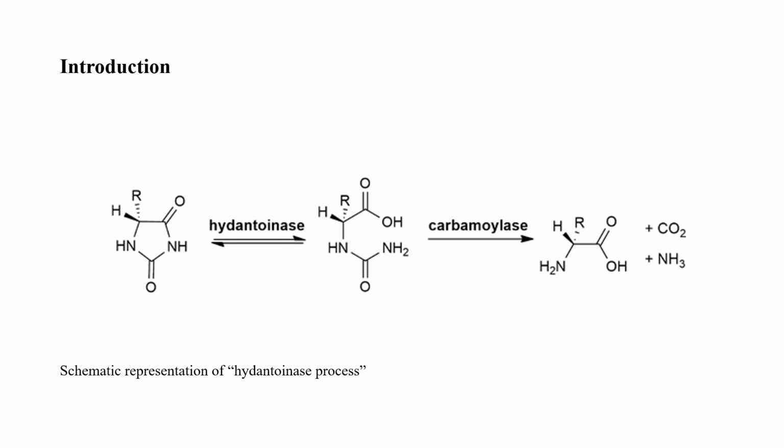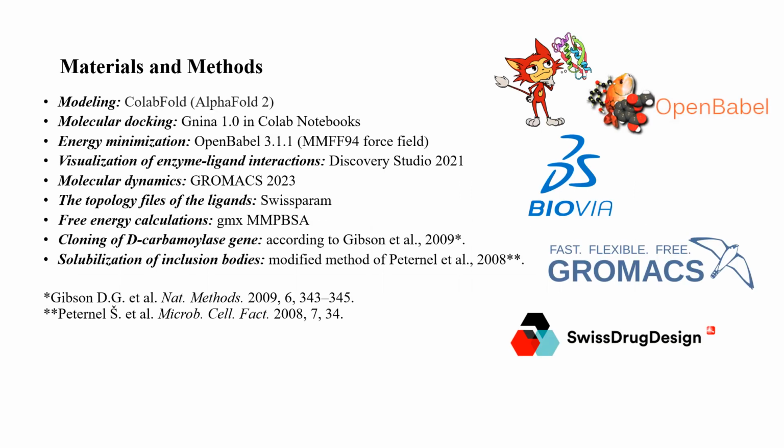Second, we moved from in silico to the lab. We expressed the enzyme in E. coli host and analyzed its properties. And third, we compared the enzyme with previously studied D-carbamoylase from Pseudomonas species. This dual approach, computational and experimental, allowed us to gain a comprehensive understanding of the enzyme. The main methods that we used are listed on the slide.